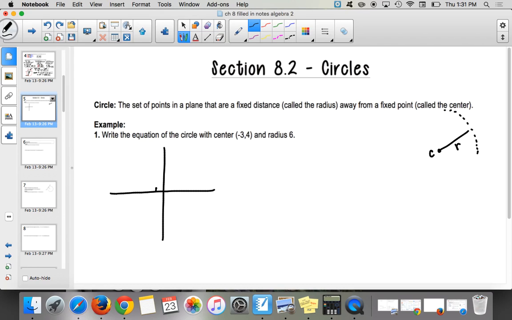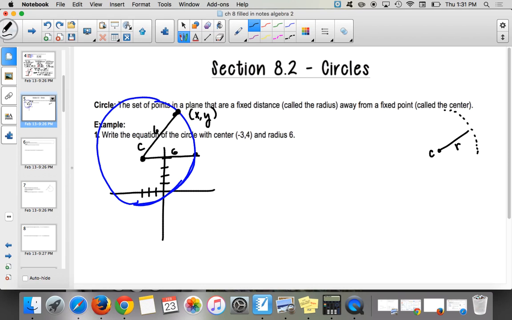So if I have a center at -3, 4, and I have a radius of 6, I want to have all the points that are a distance of 6 away. There's an infinite number of points that are a distance of 6 away. Any point along the circle, I want to be very generic with it. I want to call it x, y. And I'm going to use the distance formula to relate the center, -3, 4, to x, y. So I want to talk about this distance, which is 6, and I want to connect those 2 points.